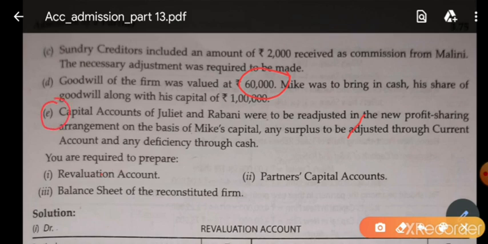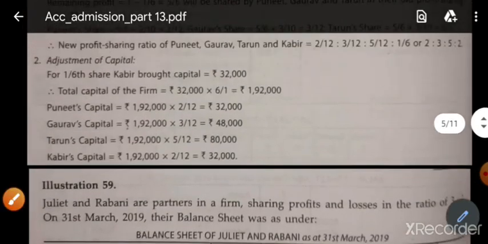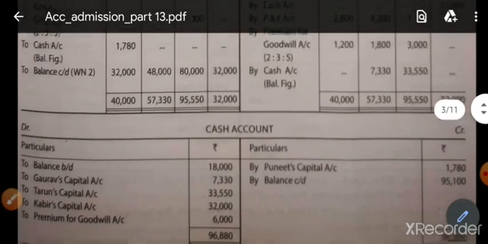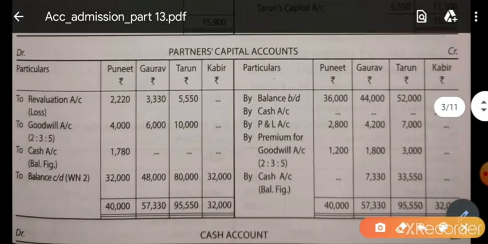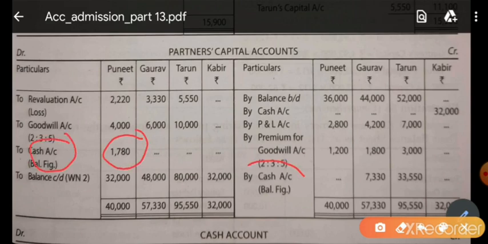Again it is saying that the capitals of Juliet and Rabani are to be readjusted in the new ratio on the basis of Mike's capital, with surplus adjusted through current account and deficiency through cash. So it is a very slight change. Like in the previous illustration, one partner's capital was in excess, so he took out the money, and two partners' capital was deficit, so they introduced money.